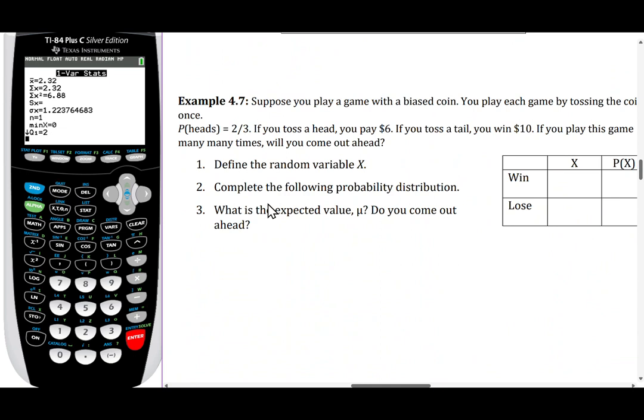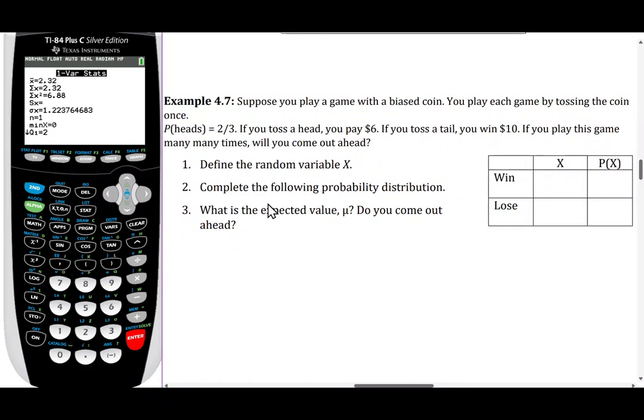All right, we've got one more example here. It says, suppose you play a game with a biased coin. You play each game by tossing the coin once. All right, what does that mean? Well, a biased coin just means that it's unfair, meaning that it's going to land on one side more than the other. We're going to play the game by tossing a coin once.